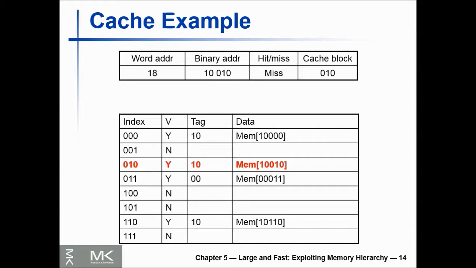The tag field will contain only the upper portion of the address. The full address of a word contained in cache block i with the tag field j for this cache is j multiplied by 8 plus i, or equivalently the concatenation of the tag field j and the index field i. For example, in the cache above, index 010 has tag 01 and corresponds to the address 01010 in binary.